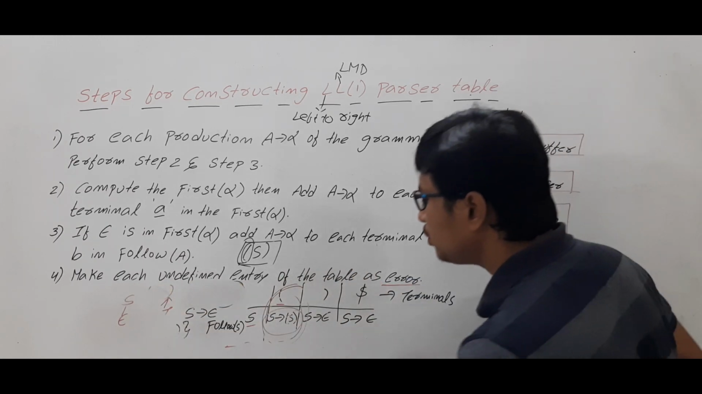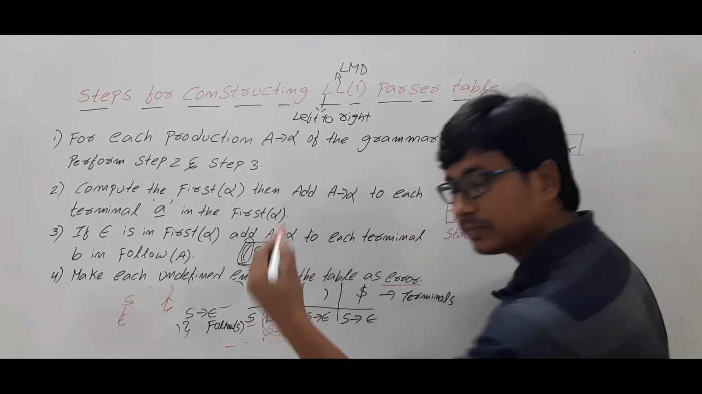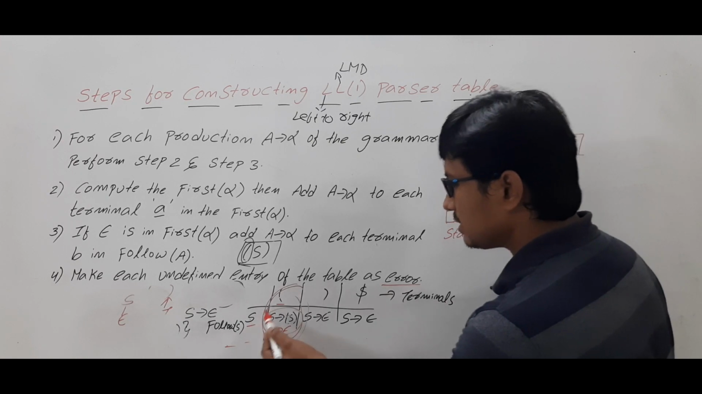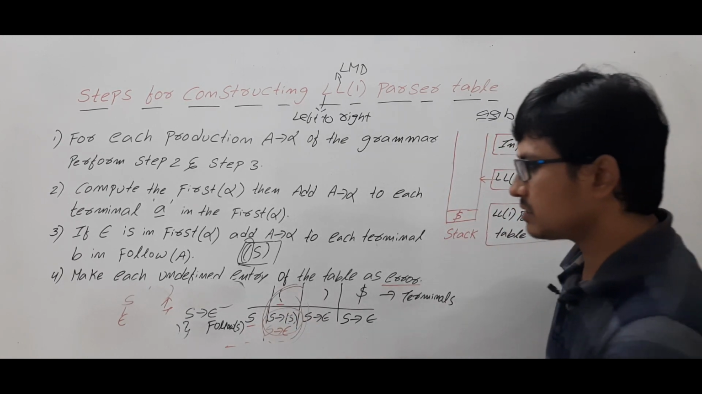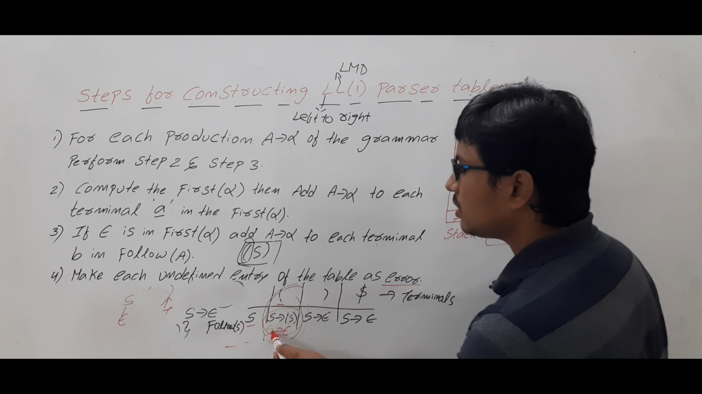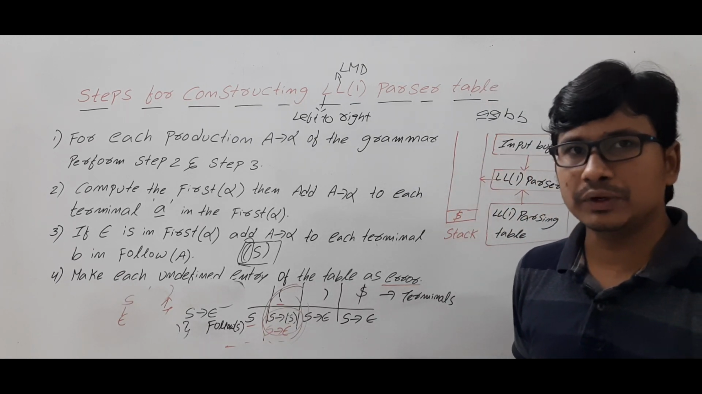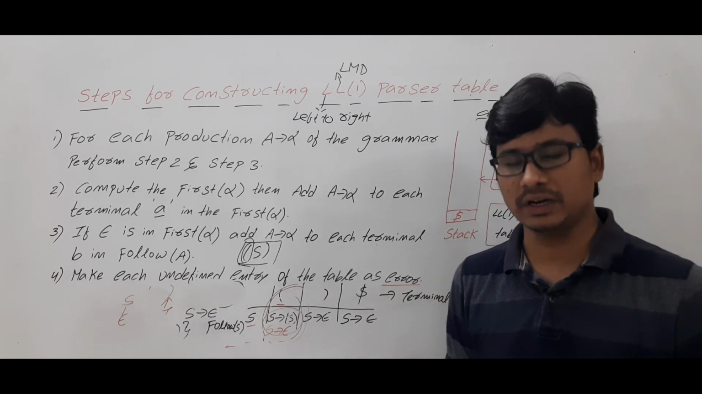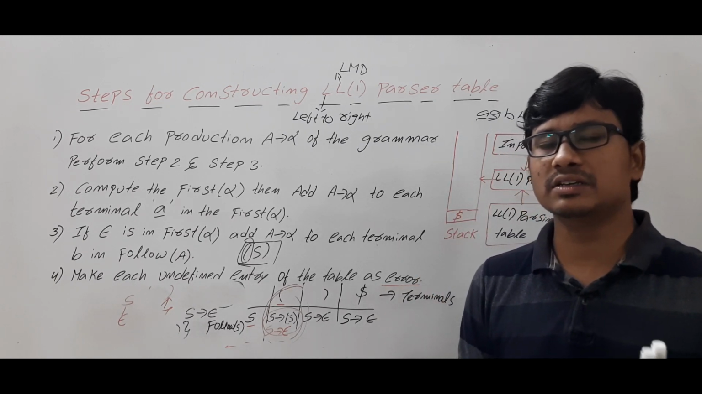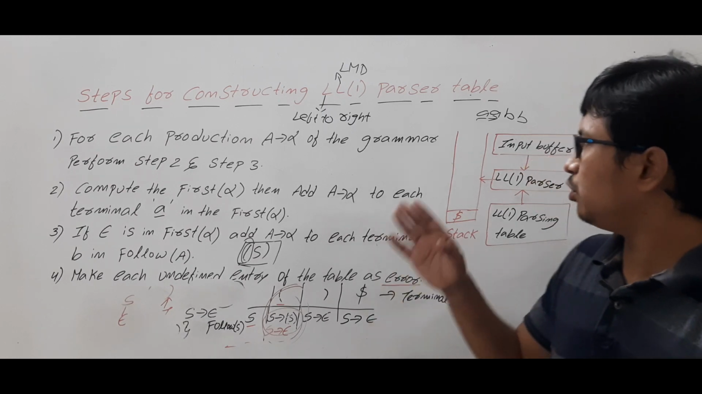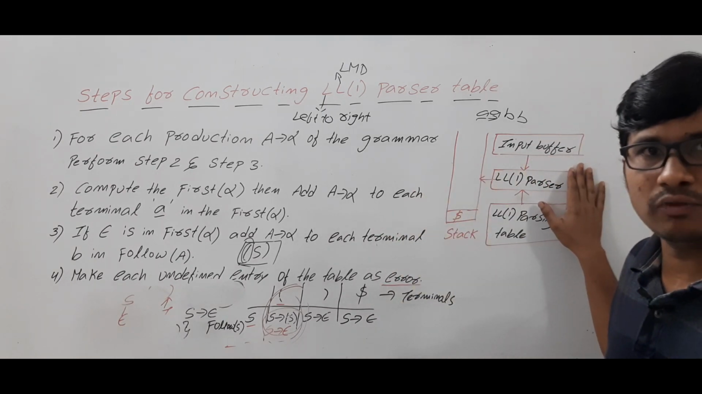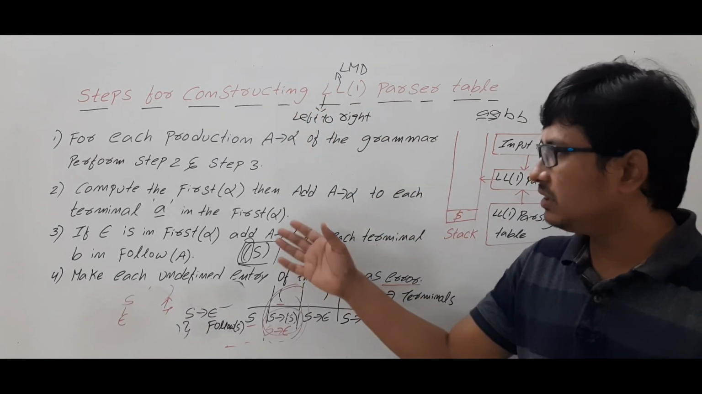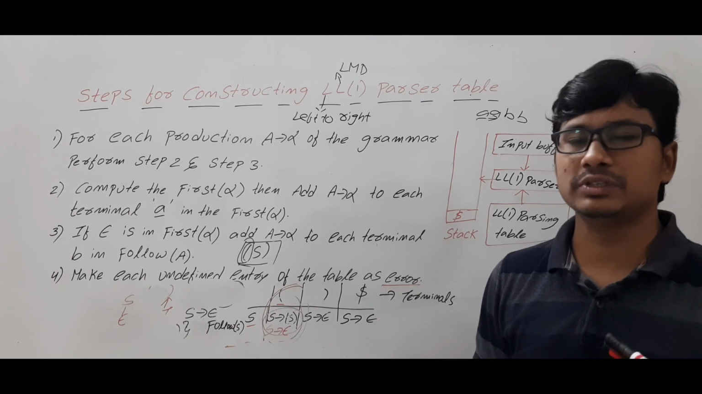Now if I have two entries here, then what will happen? If I am looking at the non-terminal S and the input string is open braces, there is a confusion. Should I use this one or should I use this one? There is an ambiguity. For those kinds of grammars, the LL1 parser will not work. Slowly we will discuss all these examples, don't worry. So I hope you have understood what an LL1 parser is and how to construct the LL1 parsing table. With these steps, I will discuss a few examples in the next video.